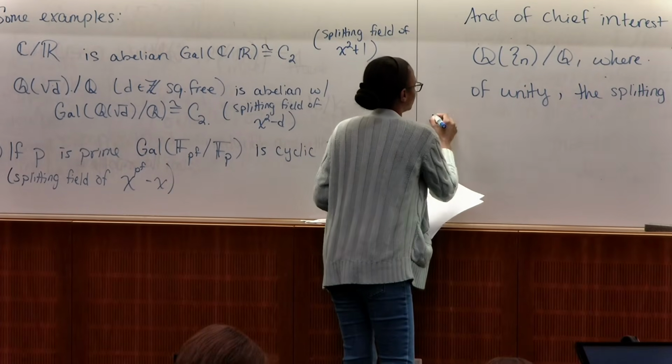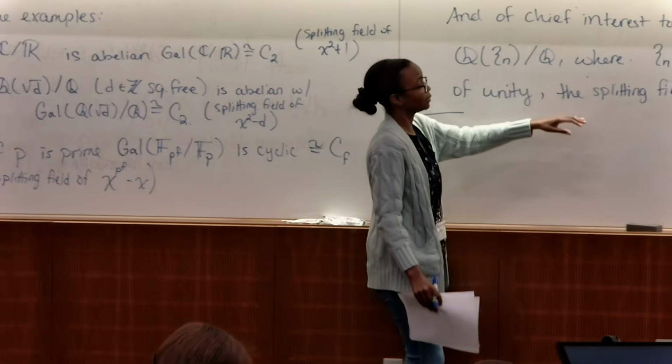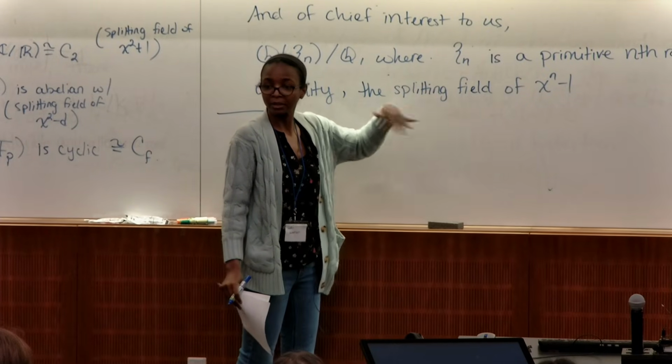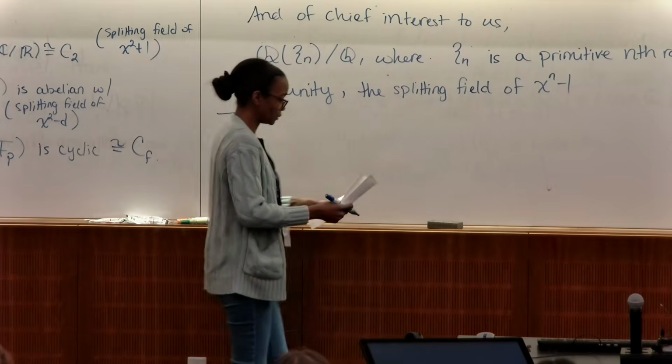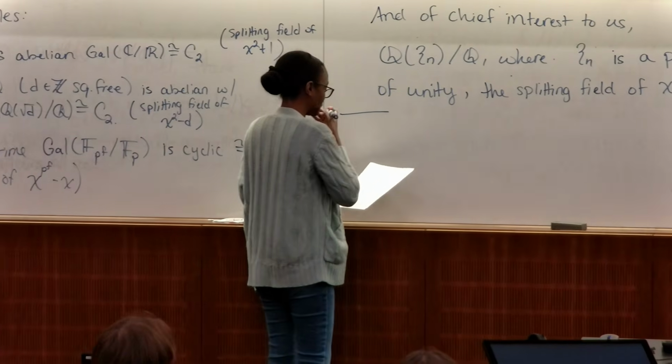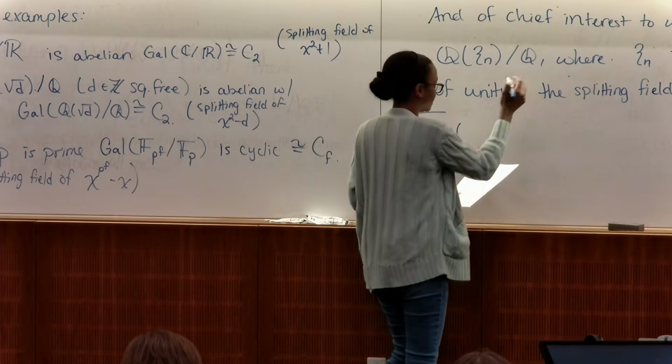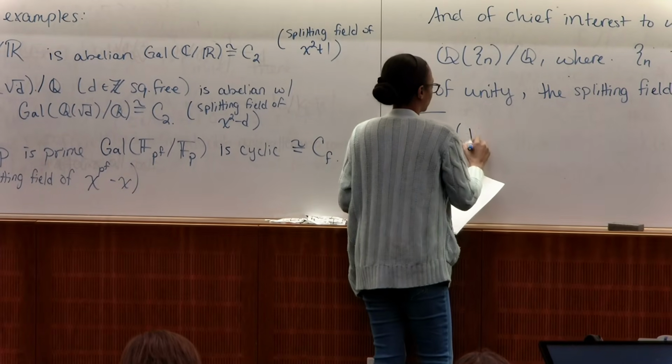And I'm going to try to set you up with a little bit of information about a choice you can make for zeta n that might help smooth things for you, so help you move things along. Okay. First, what do I mean when I say zeta n is a primitive nth root of unity?